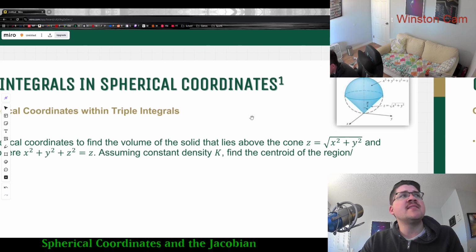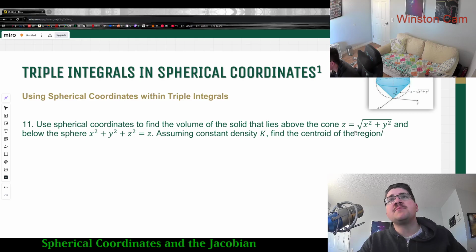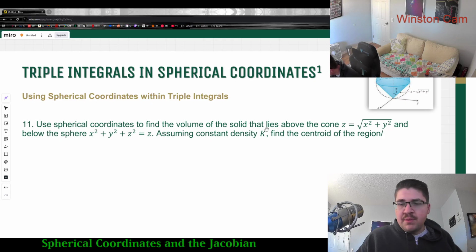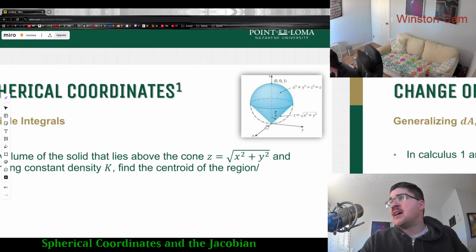And in this case, let's just look through the example. It says, use spherical coordinates to find the volume of the solid that lies above this specific cone and below this specific sphere. Assuming constant density K, let's also consider what would be the centroid of the region. And we have a nice diagram here as well.